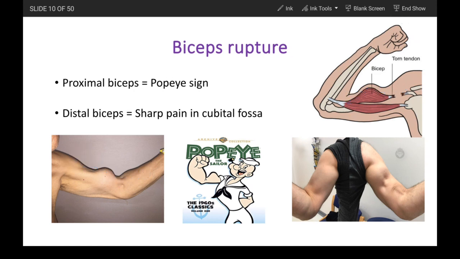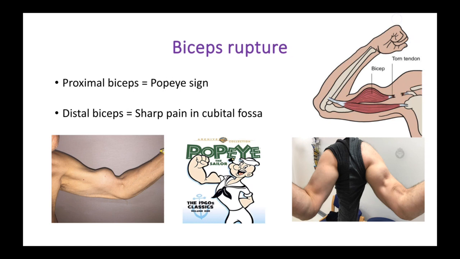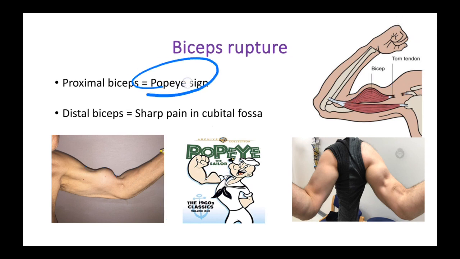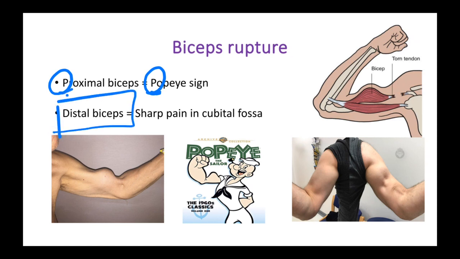As you can see in this guy, there is this Popeye sign. If you've seen the cartoon Popeye the Sailor, you would know Popeye also had this kind of weird bicep look. That is nothing but the Popeye sign. So this is the proximal biceps rupture leading to the Popeye sign. You can remember P, proximal, Popeye, PO. And distal biceps, now this time this is broken, right?